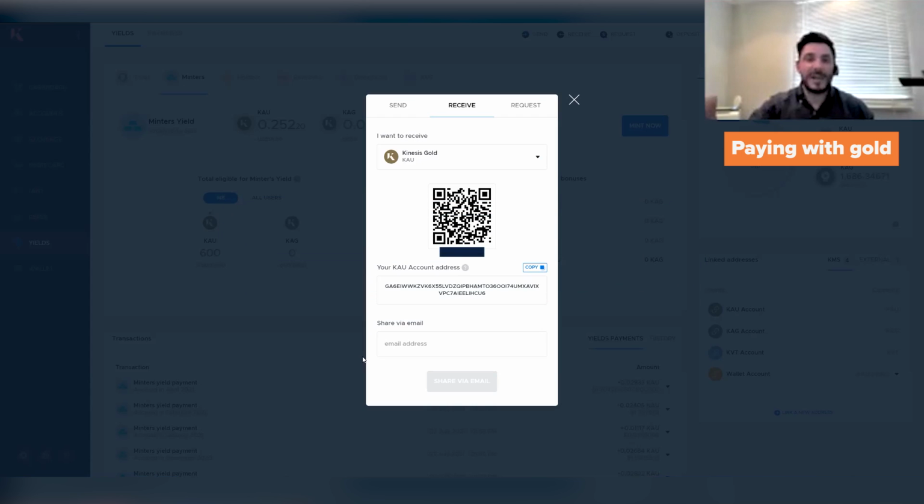So sending money, spending money, and trading, all based on a gold currency, is what Kinesis is all about. We make it simple, we make it easy, and ultimately reward all of our users.